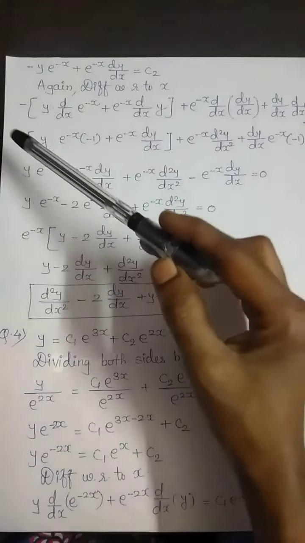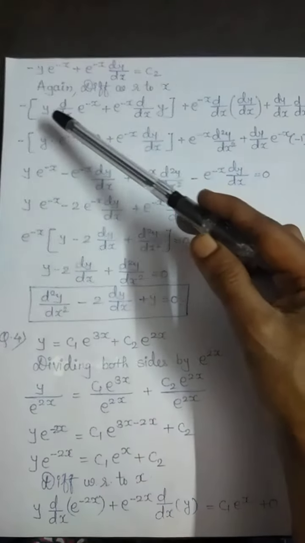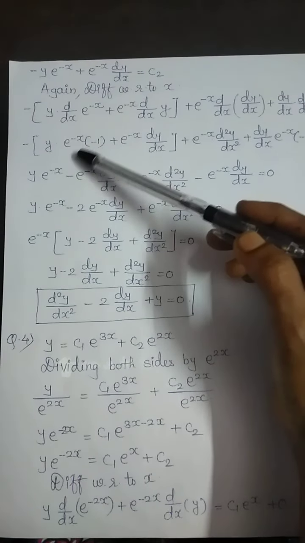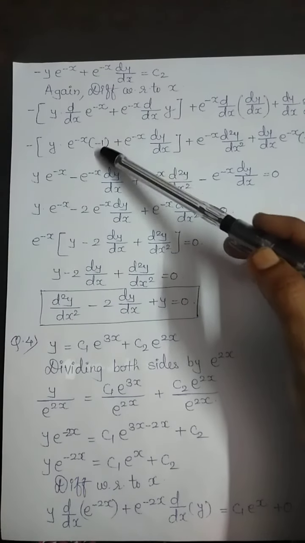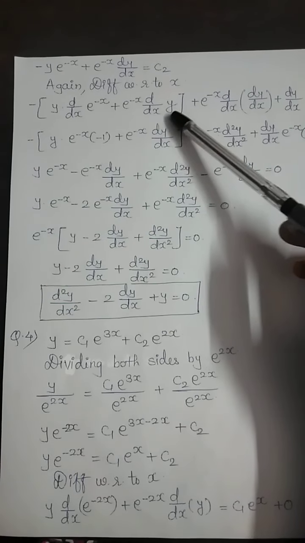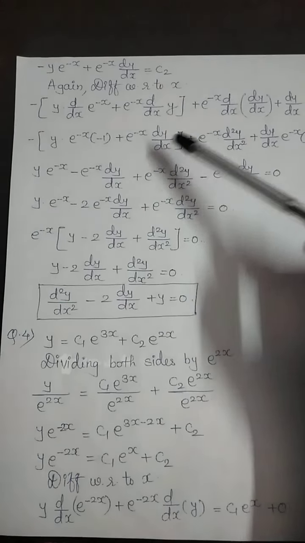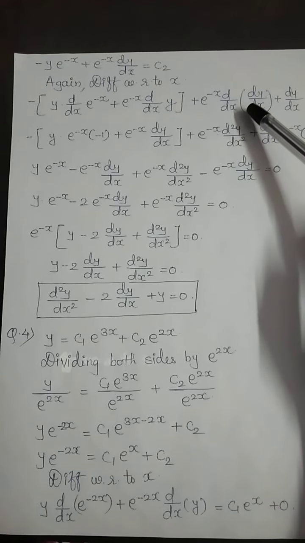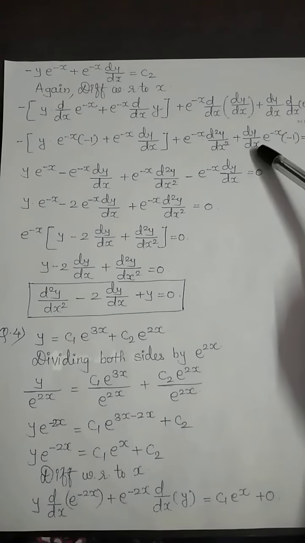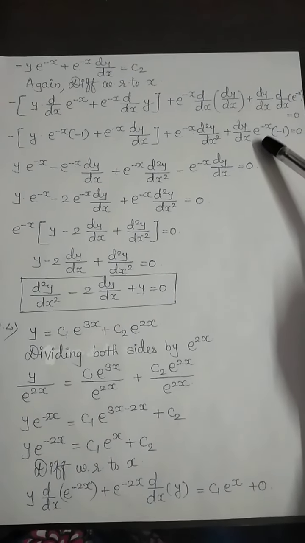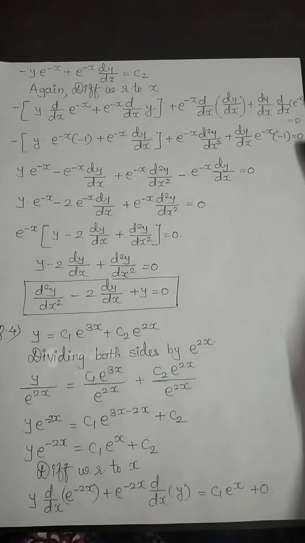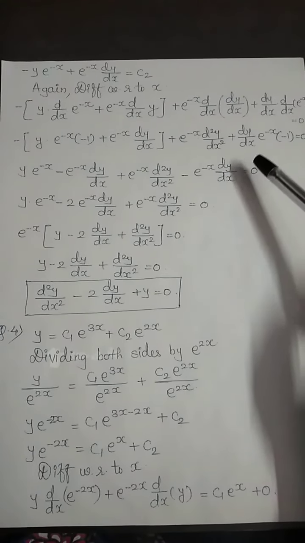Now minus sign as it is outside the bracket, here we have y into derivative of e raised to minus x, which is e raised to minus x into derivative of minus x, that is minus 1, plus e raised to minus x into derivative of y with respect to x, dy by dx, plus e raised to minus x into derivative of dy by dx as d square y by dx square, plus dy by dx derivative of e raised to minus x as e raised to minus x into minus 1, which is the derivative of minus x, is equal to 0. Now we are going to open the bracket.